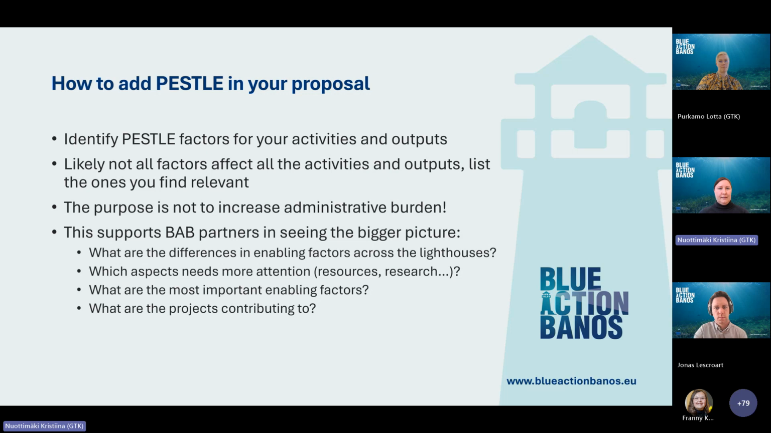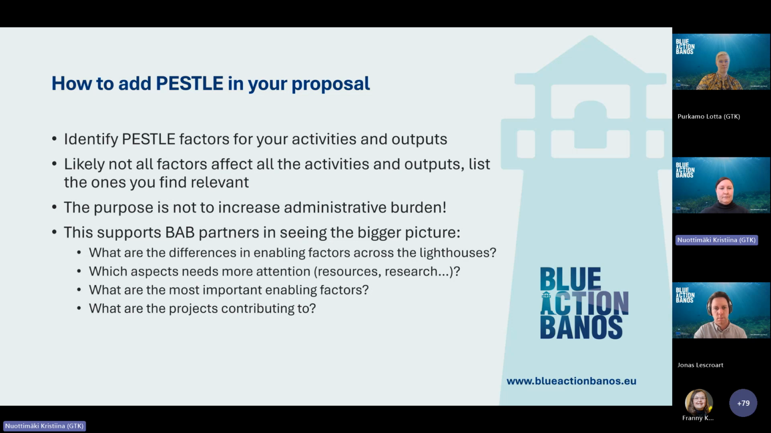So how do you then add these to your proposal? Identify the PESTLE factors for your activities and outputs. And likely not all factors affect all the activities and outputs, but list the ones you find relevant for your project and each action and output. And the purpose is not to increase administrative burden. So we have made a template that is fairly easy to use for your project.